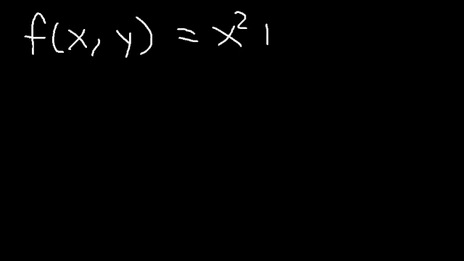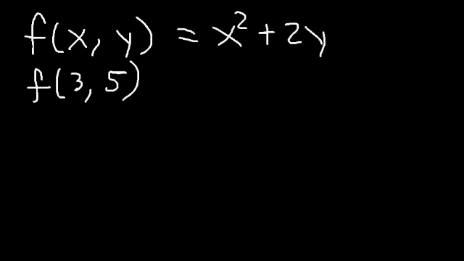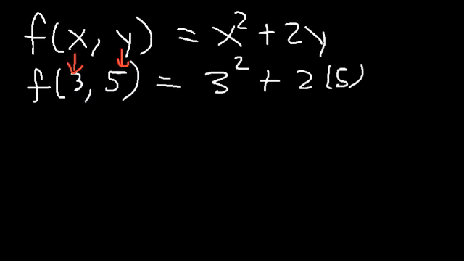Now sometimes you might have a function that has two variables. Let's say you have f of x comma y is equal to x squared plus 2y. What is the value of f of 3 comma 5? So we could see that x is 3 and y is 5. So therefore, it's going to be 3 squared plus 2 times 5. 3 squared is 9, 2 times 5 is 10, so the whole thing has a value of 19.